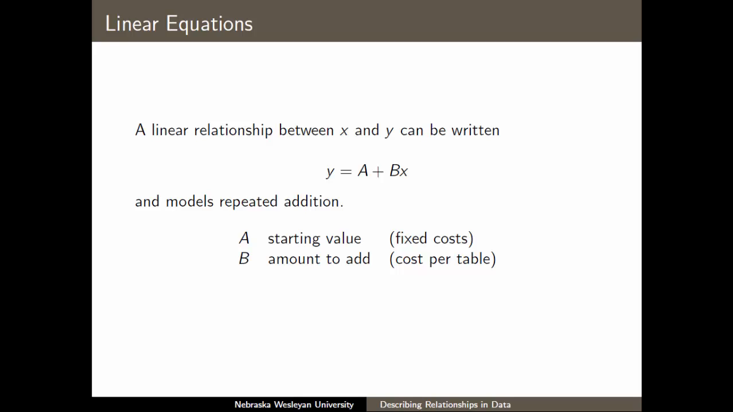The equation that you get from such a situation is always of the form y equals a plus bx. A is the starting value, just like the fixed cost of $80 from this example. And b is that fixed amount that you add every time you increase the value of x. So for our example, b was 12 because we add $12 every time we produce a new table.